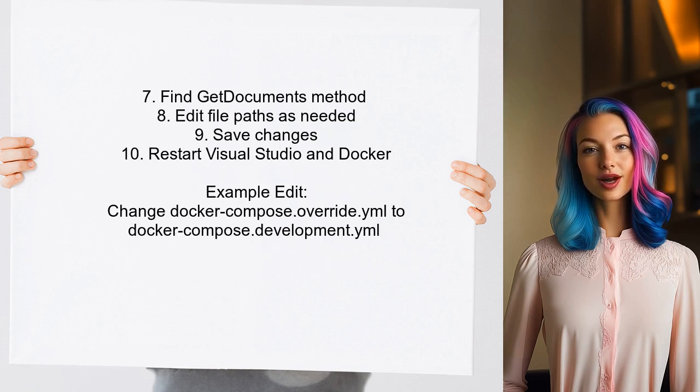Navigate to the Docker Compose client class and find the GetDocuments method. Here, you can edit the file paths used for the build. For example, change docker-compose.override.yml to docker-compose.development.yml. Save your changes, restart Visual Studio, and possibly Docker to apply the updates.